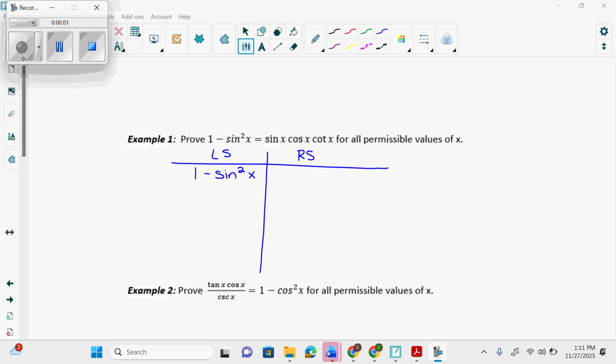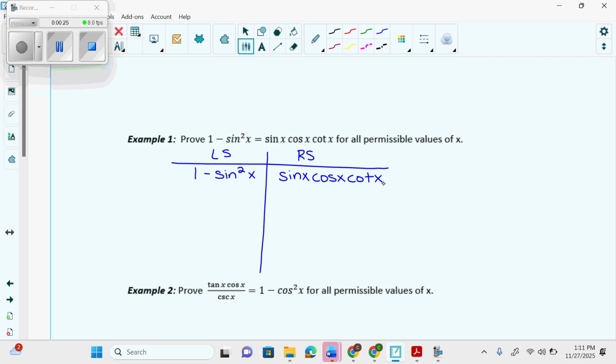Best value in the world, it works. So we don't plug in any values for x, we just use our formulas. So we rewrite this side, and then we rewrite this side. All right. The people who know what formulas on their formula sheet do well in proofs. The people who do not and go searching do not do well in proofs.